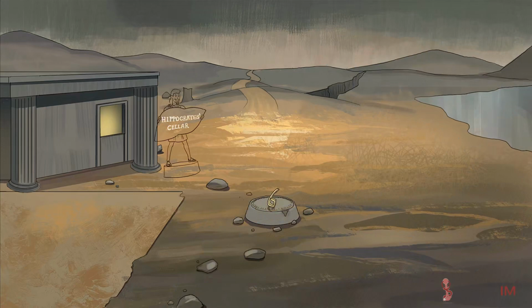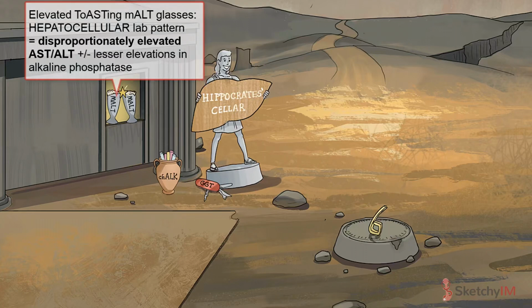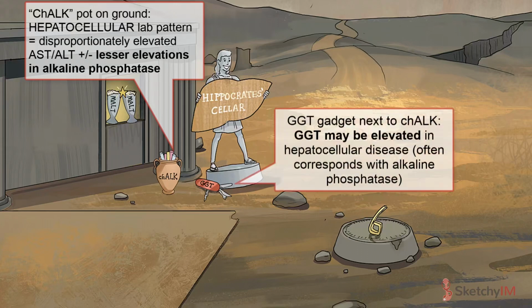Before getting too caught up in mythology, let's review the basics. The hepatocellular lab pattern is seen in diseases of the liver parenchyma. Injured hepatocytes tend to leak intracellular enzymes like AST and ALT into the serum. The result is a pattern characterized by disproportionate elevations of AST and ALT, sometimes accompanied by lesser elevations in alkaline phosphatase. Notice the toasting malt shakes above the chalk bucket. Serum GGT may also be elevated, often in parallel to ALK Phos.